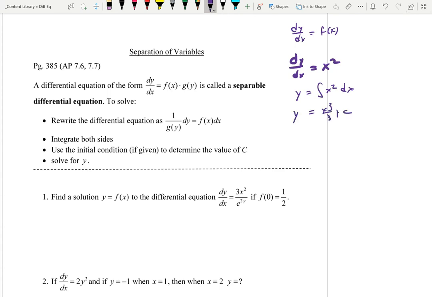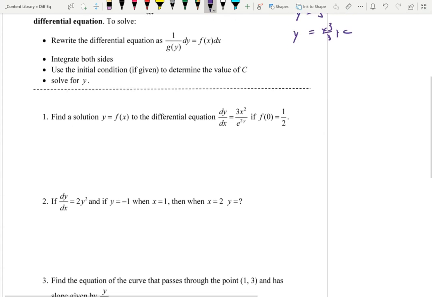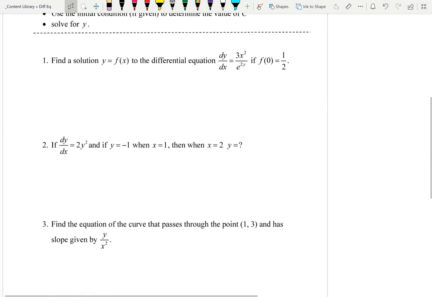plus c. But if you take a look at these differential equations we have down here, I don't have a derivative that's only a function of x. It's a function of x and y. Here, it's a function of y, and here, it's a function of x and y. So we're going to talk today about how we can solve differential equations of that form.